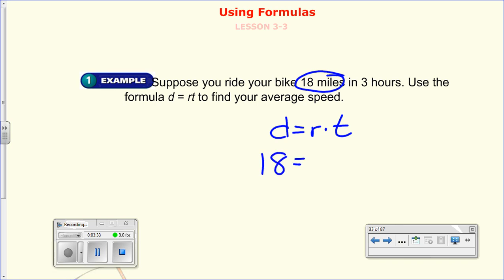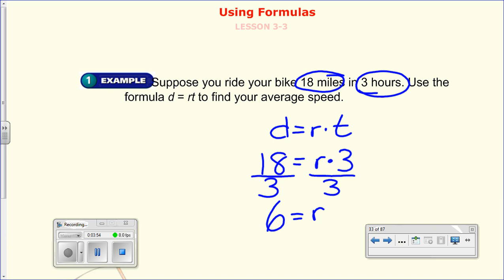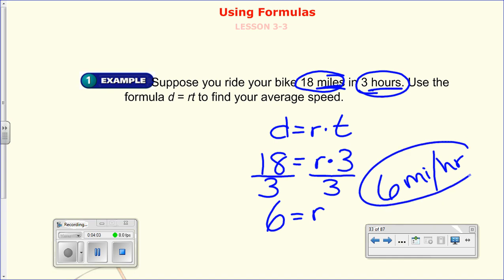The next piece they give us is 3 hours. That would be the time, the amount of time it took you. So 18 is equal to R times 3. To get R by itself, you need to divide by 3. We're always trying to get that variable by itself. So 18 divided by 3 is 6. So your rate was 6 miles per hour. Again, we know we were going miles and hours. So for this first one, it is 6 miles per hour.